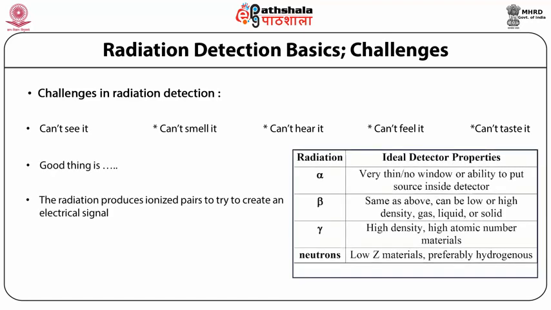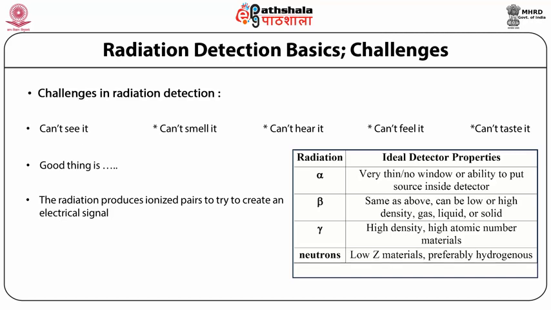The good thing is that radiation produces ionized pairs, which can create an electrical signal. When radiation interacts with matter, it produces ion pairs, like electron-ion pairs or electron-hole pairs, and when an electric field is applied, we get an equivalent electrical signal. For different kinds of radiations, ideal detector properties can be discussed.